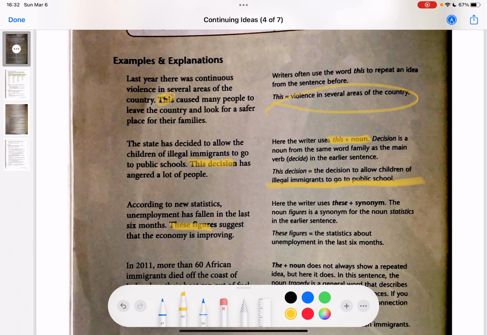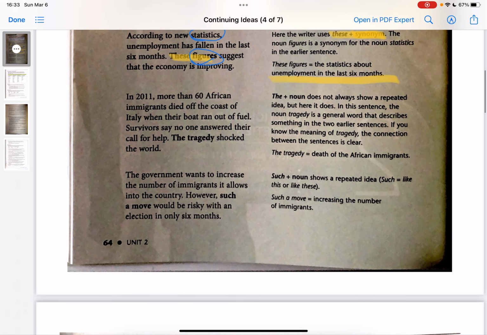We see these figures. In the first example, you might have noticed that we had decide and decision, basically the same word family. Here, however, we have statistics and figures. Not exactly the same word, but they are synonyms. So we can also use this or these plus a synonym to help us continue an idea from an earlier sentence. These figures is continuing the idea of those statistics about unemployment. Okay, let's take a look at the next example.